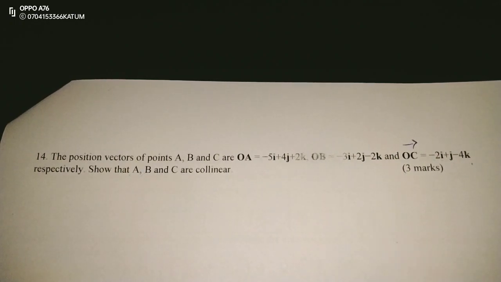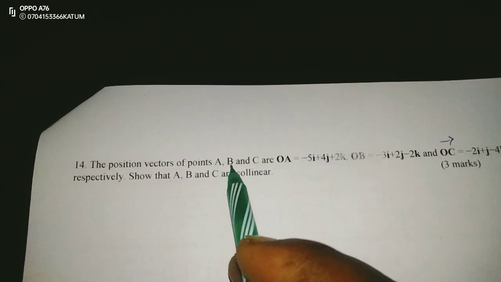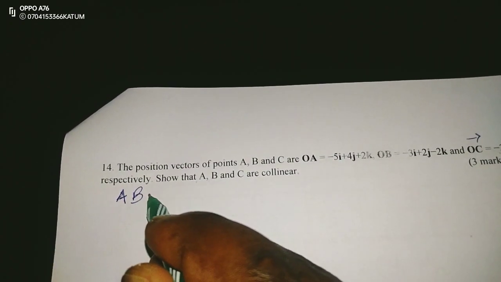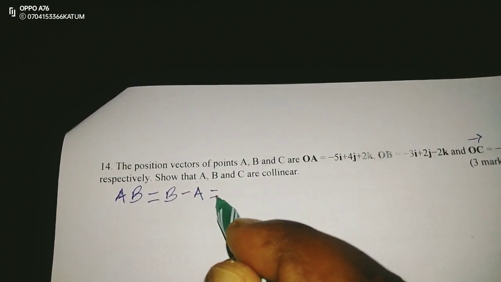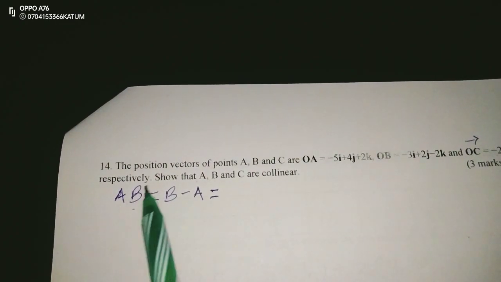So for us to show collinearity, we should show that two of the vectors within these points are parallel to one another and that they are sharing a common point. Therefore, we're going to express two vectors. Now that we have A, B, and C, we can have vector AB, which means we need to subtract A from B, because we have the position vector of A and that of B.